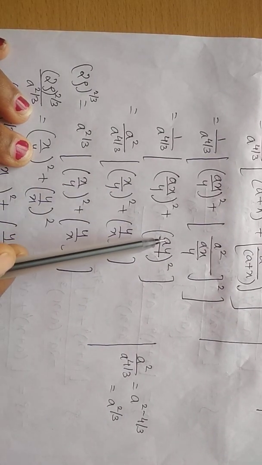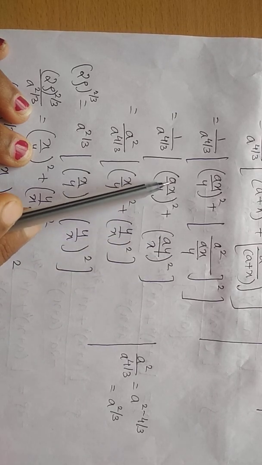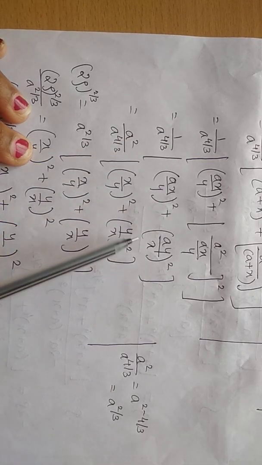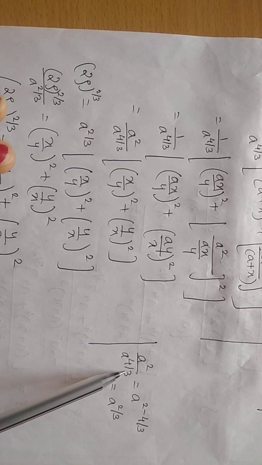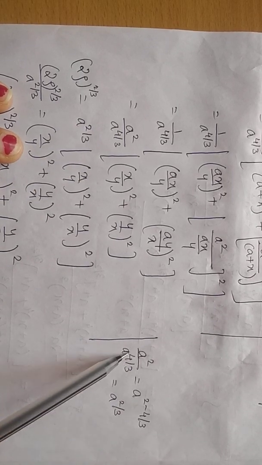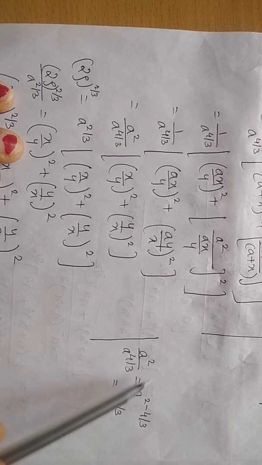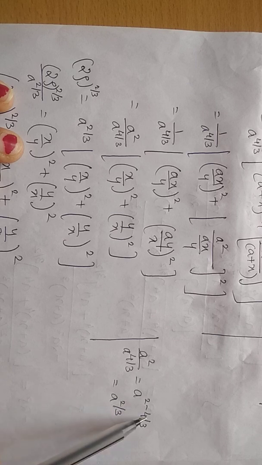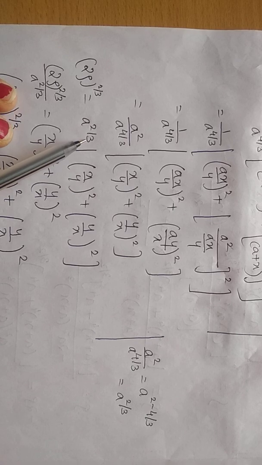If you split the power, here it is a square, here also it is a square. Can I take the whole thing common? Yes. I am left with x by y the whole square, y by x the whole square. Here a square upon a raised to 4 can be simplified. Bases are the same, so powers get added or subtracted. Since it is in the denominator, it will come as minus 4 by 3. Take the LCM: 3 2s are 6, 6 minus 4 is 2, so 2 by 3. So a raised to 2 by 3 is remaining here.